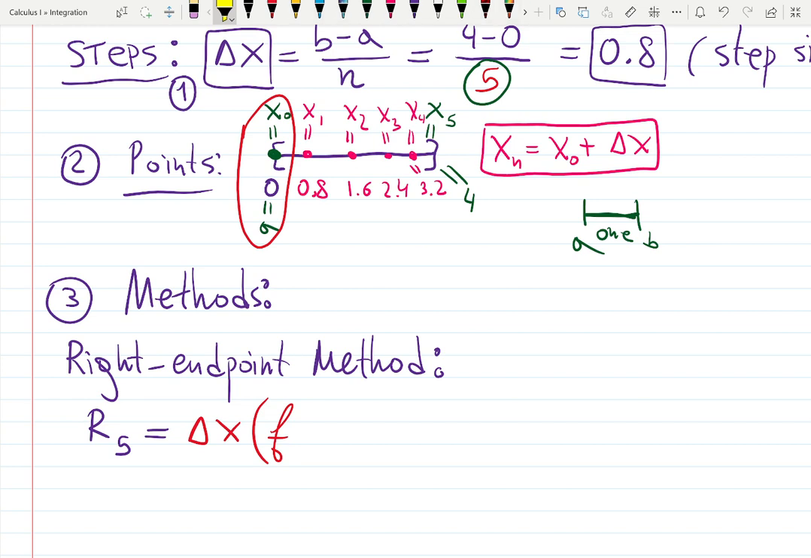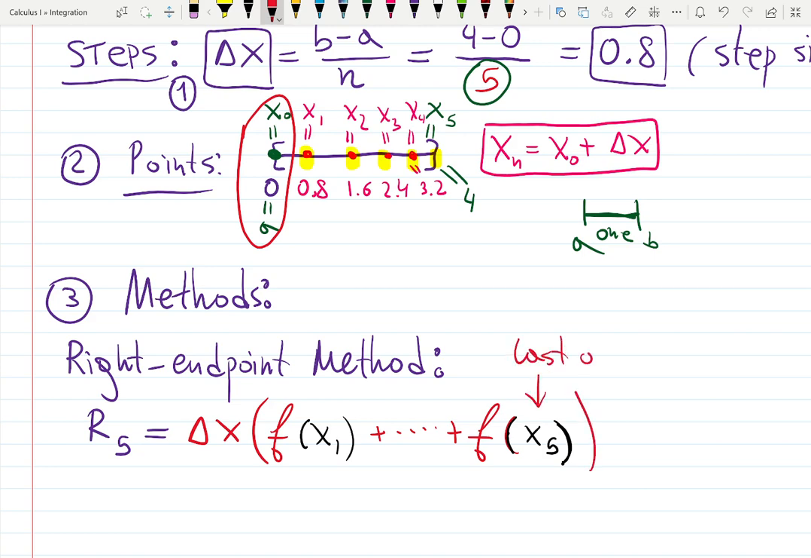Let me put it in bright yellow. The right endpoint is 0.8, the right endpoint for the first interval, and 1.6, and 2.4, and 3.2, and then 4. So you start with x1 plus and so on, and you finish with the last one, and that's actually very important. x n, so in this case, let's even write it down, x5. So this is the last one.